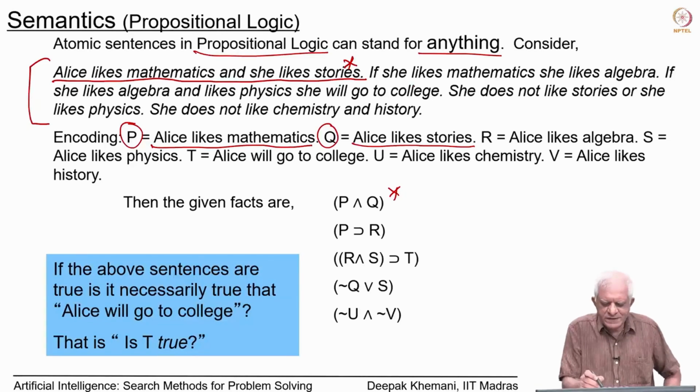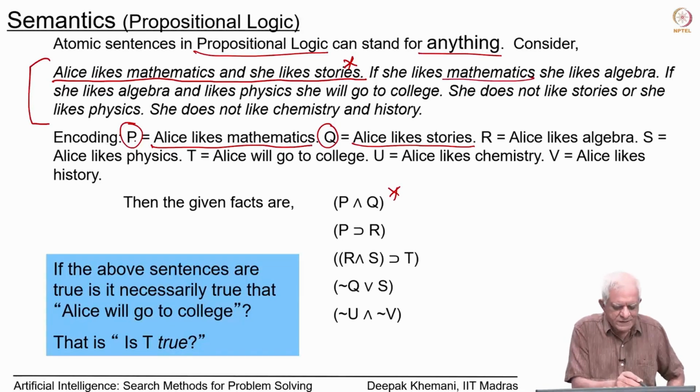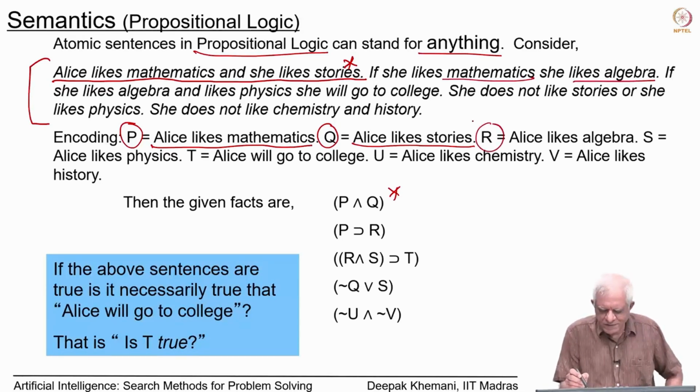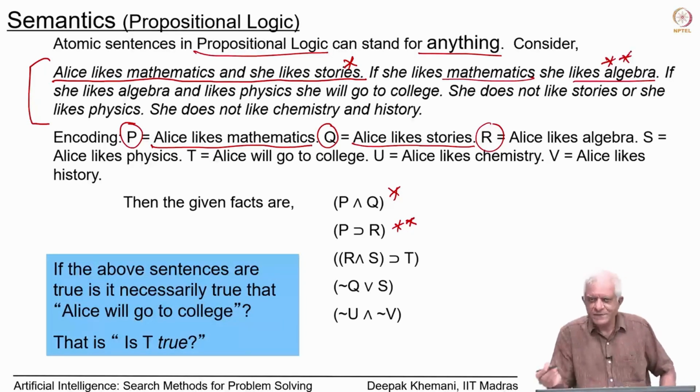The second sentence is if she likes mathematics, she likes algebra. Of course, we are making sense of the fact that she is a pronoun and we are talking about Alice and so on. All that natural language processing we are doing mentally, but essentially there is a relation between liking mathematics, which is P, and liking algebra, which is R here. So, here we have a statement which says that P implies R, which stands for the second statement in our story.